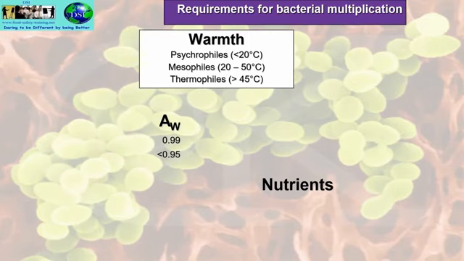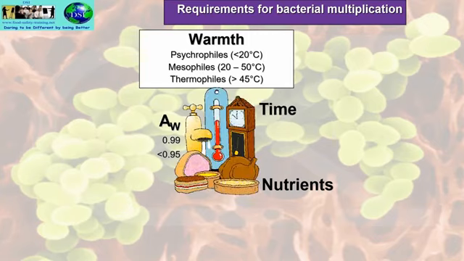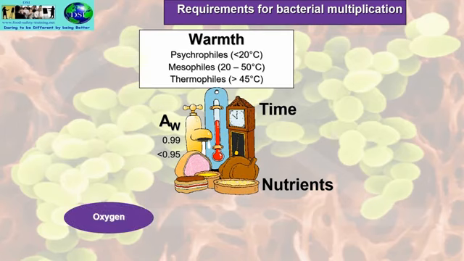Some psychrophiles, for example, can go down to 0 degrees C. Some thermophiles can go up to 160 degrees C. These are the ones that live under the sea near thermal vents. Time, oxygen. We need a pH, that's the alkalinity acidity value, greater than 4.5.